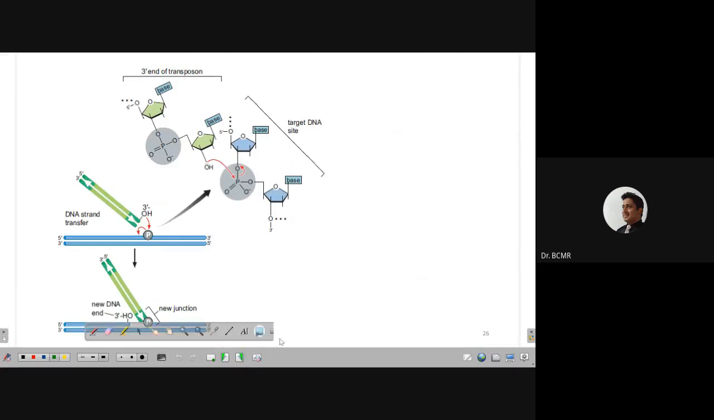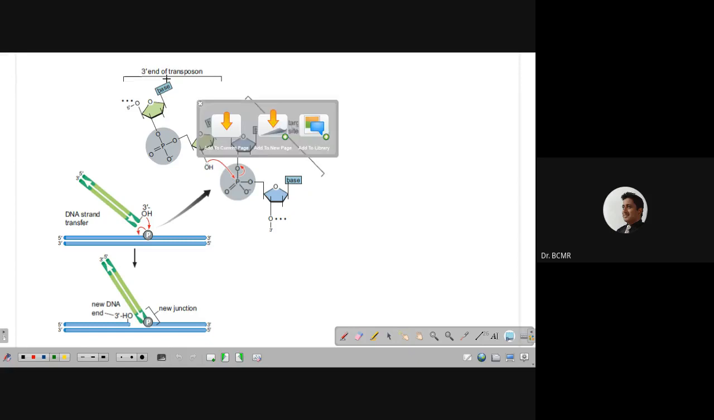But have a look at the textbook. It is a very interesting chapter in many ways for understanding the wonder of the transposon itself. How can this happen and why does it happen? Well, the molecular mechanisms are very much similar to many things that we have seen. This is the 3' end of the transposon.